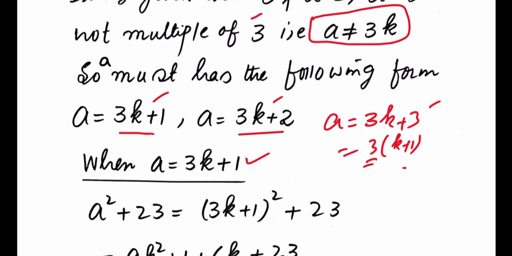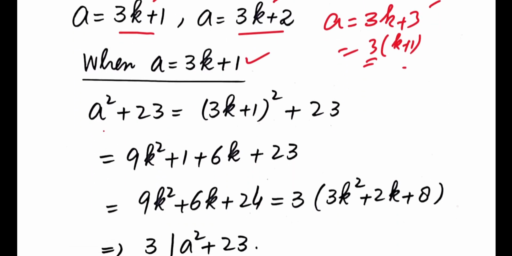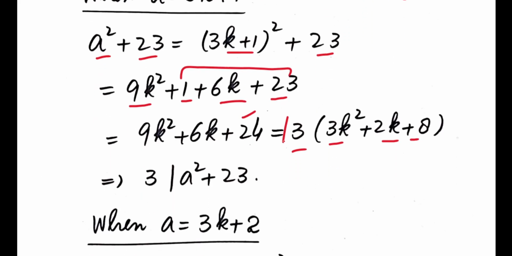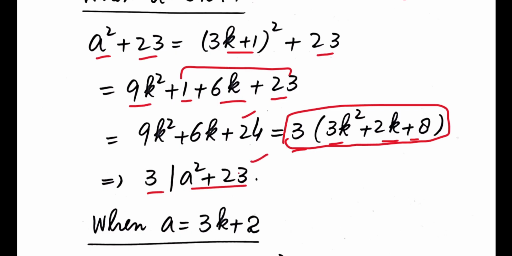So when a is 3k plus 1, we substitute a equals 3k plus 1 into a square plus 23. So this becomes (3k plus 1) whole square plus 23. By expanding the square, this becomes 9k square plus 1 plus 6k plus 23. 1 plus 23 becomes 24. Taking 3 as common, this becomes 3 times (3k square plus 2k plus 8). Clearly, this number is a multiple of 3, so it is divisible by 3. This shows that 3 divides a square plus 23.